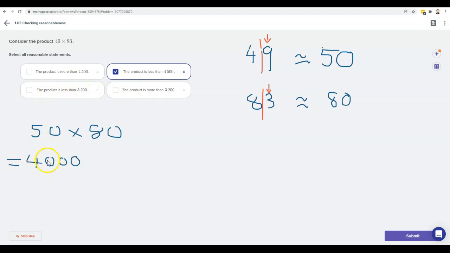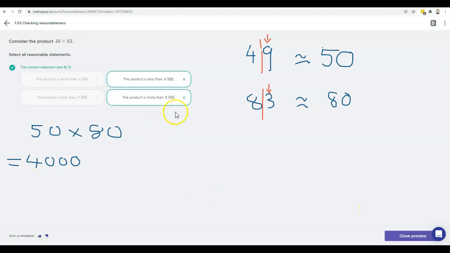Do we think that the product is less than 3,200? I do not believe so. We've got a product here of approximately 4,000, we believe, so I do not believe that to be correct or a reasonable assumption. And the last one, the product is more than 3,200. So yes, I think that would also be reasonable based on what I've calculated. So let's submit those answers, and we got them right. So let's go back.